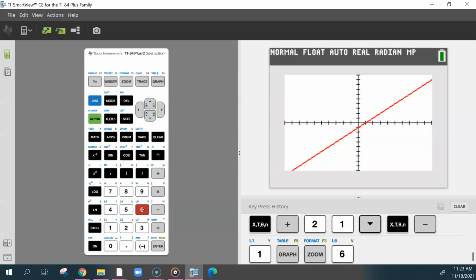Yes. Is that what error? It could be because you put in a minus and then a negative.